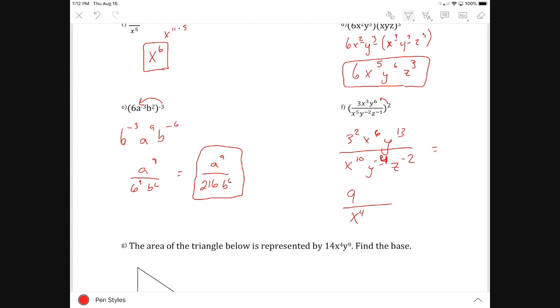Y to the negative 4 and y to the 12. We have that negative, but we want it to go to the positive. So we're going to just take it on to the top and add it to it. So it's going to be y to the 16th. Then we're going to move our z up and give it z to the 2nd.